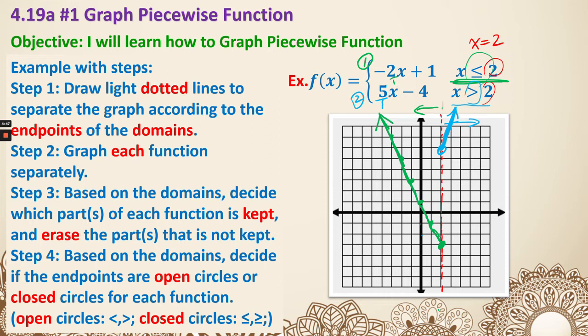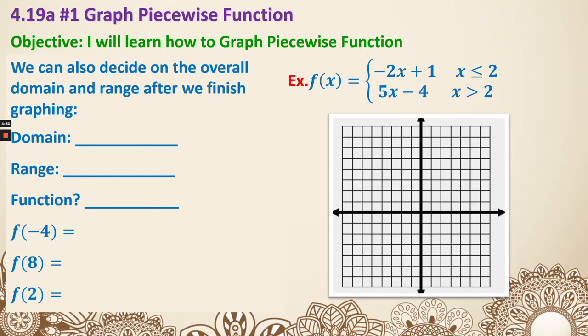So that is how we graph the piecewise function. Now let's talk a bit more about this piecewise function. First, I'm going to graph it again at x equals 2, and I already know this part, 1, 2, 3, 4, 5, 6, is going to be right here in open circle and going top right. And then the other one is going to be 1, 2, then down here, a solid point, and then a bunch of points that's pointing to the top left. Hey, that's my graph. We can also decide on the overall domain and range after we finish.